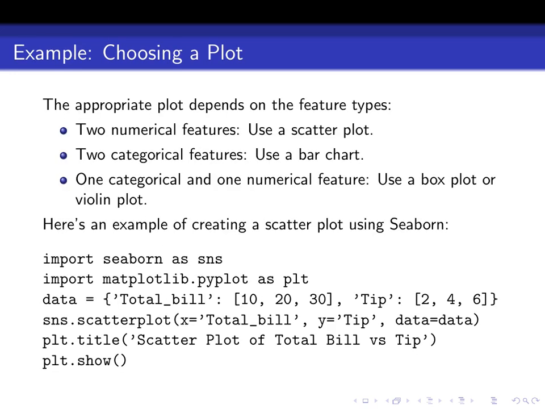When choosing a plot, the data's feature types should guide your decision. For example, scatter plots are ideal for 2 numerical features, bar charts for 2 categorical features, and box plots or violin plots for 1 categorical and 1 numerical feature. These choices ensure that your visualizations communicate effectively.